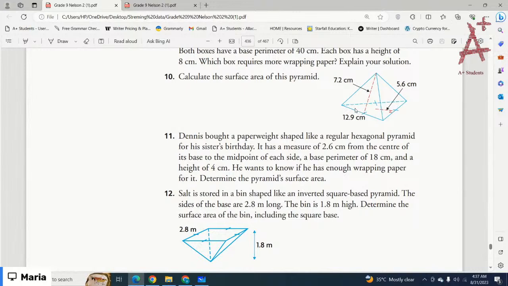12.9 and you have to actually complete this line, right? This is 5.6, so 5.6 times 2, right? Because you have this one, a right angle triangle, you have to calculate the hypotenuse 12.9, right? So you have to do 5.6 times 2, right?